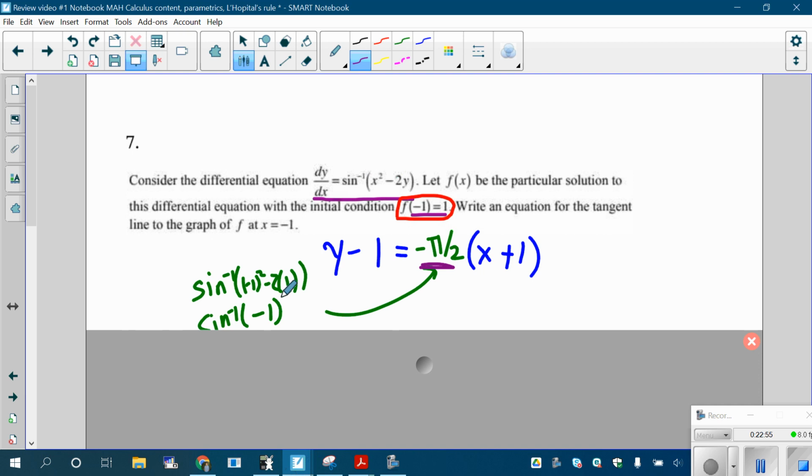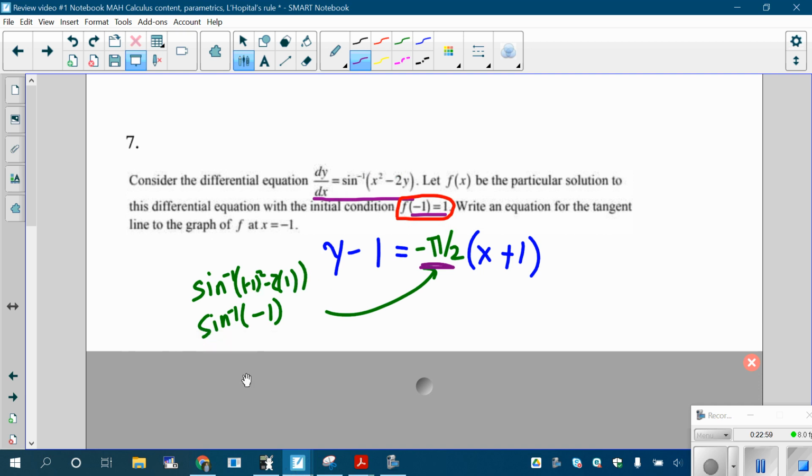I do inverse sine of negative 1 squared minus 2 times 1. I do inverse sine of negative 1. Please make sure you can evaluate inverse trig functions. Remember, inverse sine asks a question. What angle has a sine of negative 1? Negative pi halves has a sine of negative 1. Yeah. Here's my tangent.